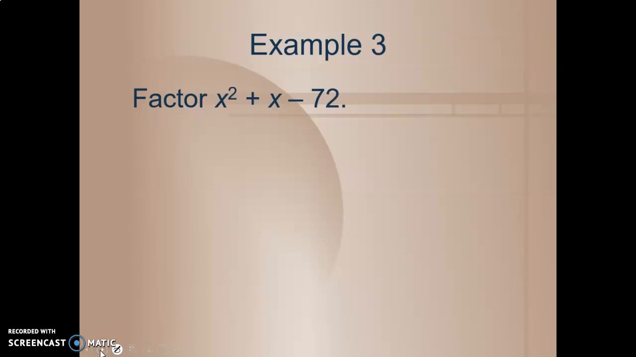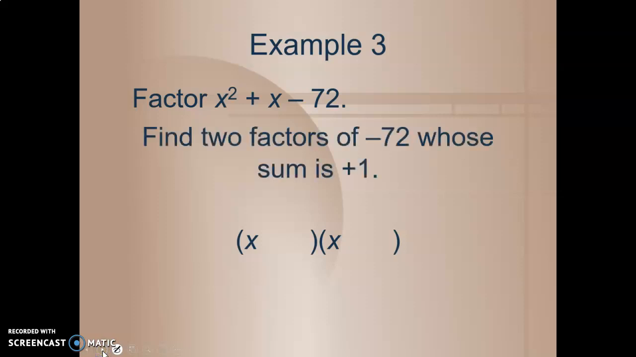Let's put all that to use now and factor x squared plus x minus 72. The first thing that we're going to do is split our x factors so that they're the first terms of our two binomials. Then we'll find two factors of negative 72 whose sum is 1. So we need a positive and a negative number that when multiplied equals 72, and the larger of the two numbers is going to be positive because the sum is a positive 1.